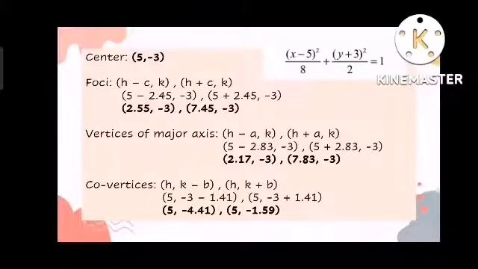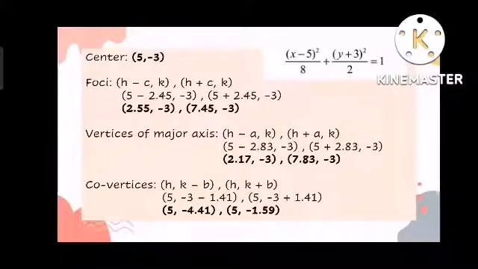Then, we have the vertices of the major axis. Remember that a equals 2.83. So, we are going to use h minus a, k and h plus a, k. So, kung i-substitute, we have 5 minus 2.83, negative 3, and 5 plus 2.83, negative 3. So, kung i-simplify, the vertices of the major axis are 2.17, negative 3, and 7.83, negative 3.